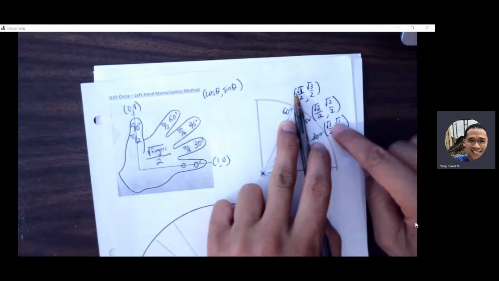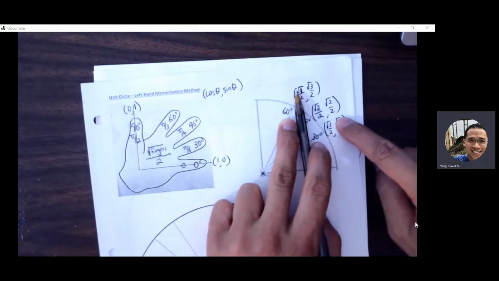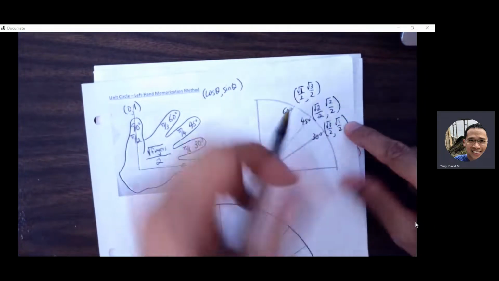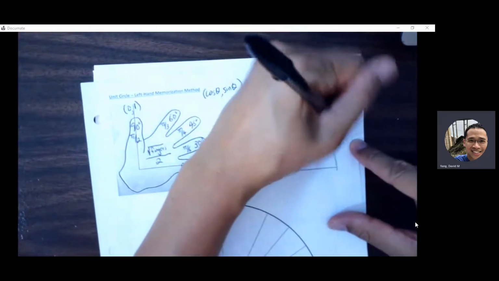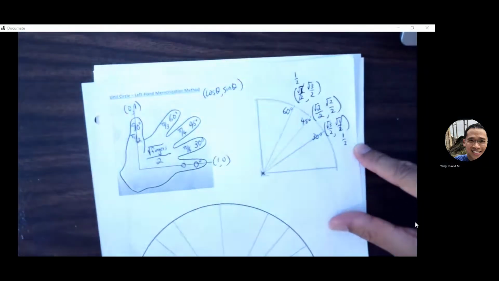Now, we know that we can drop the square root, at least for 1, because the square root of 1 is just 1. So I can definitely feel free to rewrite this as 1/2. And then you can rewrite this as 1/2 as well.